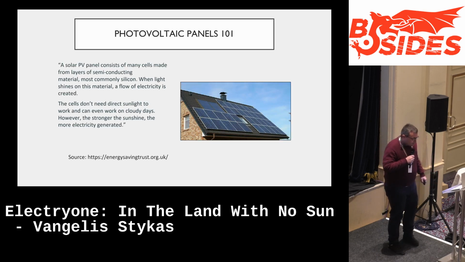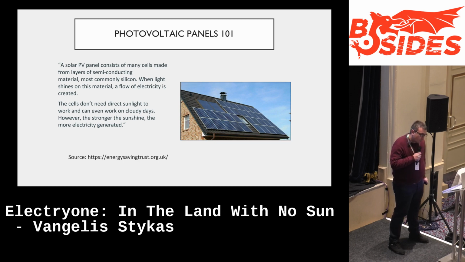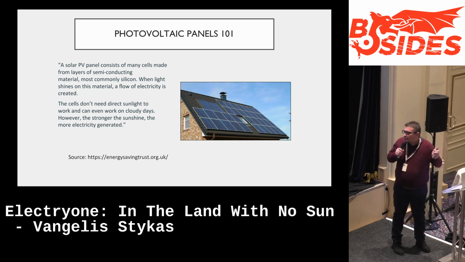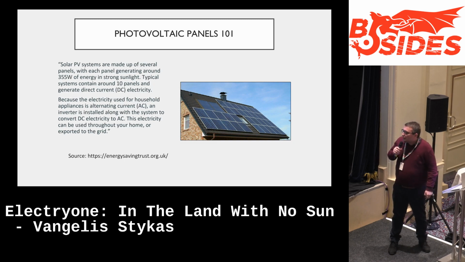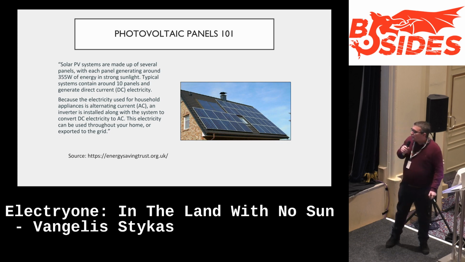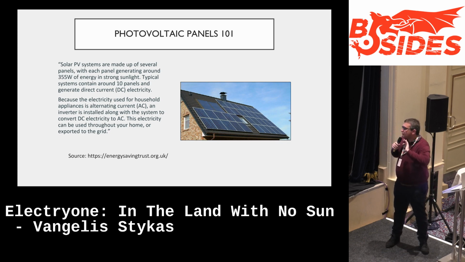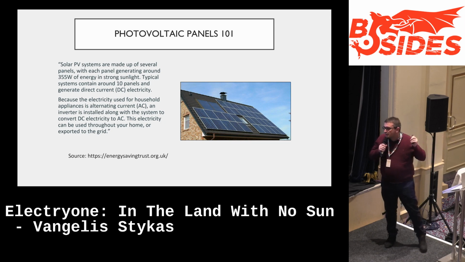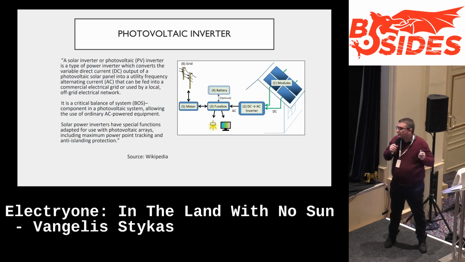And today's talk is about photovoltaic panels. I'm going to quote what a solar PV panel is. It consists of many cells made from layers of semiconducting material. It's one glass panel that creates energy from the sun. It is made up of several panels. You can see that usually it is on rooftops. The electricity used for households is AC, while the sun gives DC. We need AC. This electricity can be used throughout your home or exported to the grid.